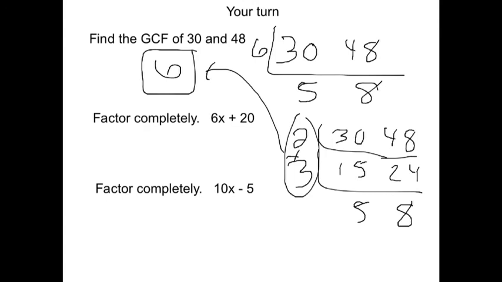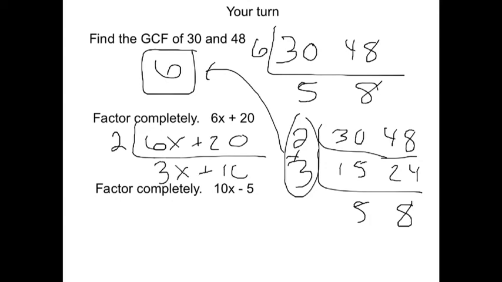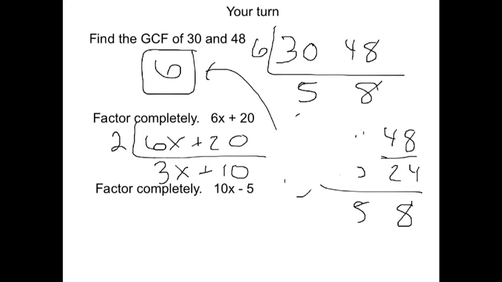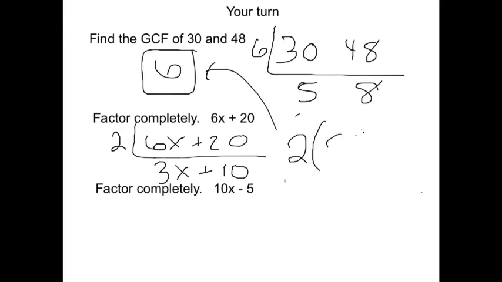To factor 6x plus 20, the greatest common factor is, well, I'm going to pull out a 2 because they're both even. I get 3x plus 10, and I say to myself, hey, there's no other common factors of 3x and 10, so I'm just going to write my answer as the greatest common factor times what's left. And I could check my work by doing 2 times 3x and getting 6x, and 2 times positive 10 and getting positive 20.